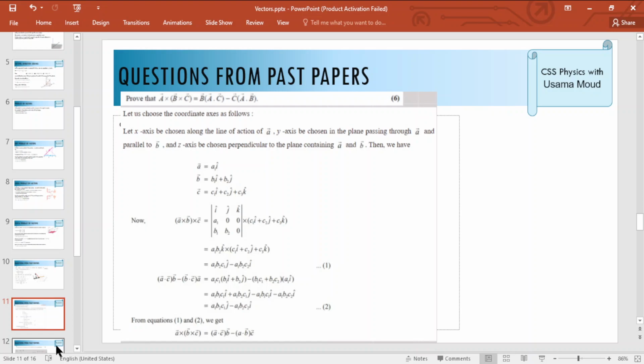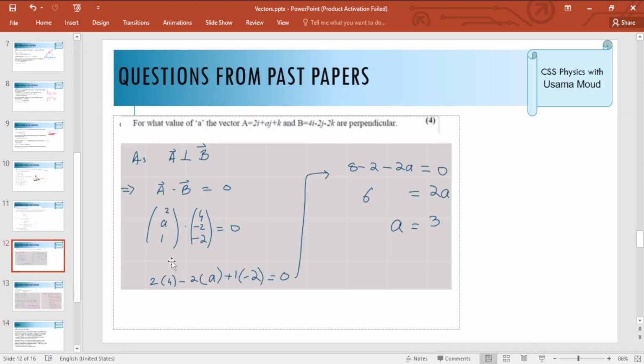You need practice to solve this. In this question, for what value of a are the vectors a and b perpendicular? When two vectors are perpendicular, their dot product is 0. So take the dot product, x into x, y into y, z into z component, and put it equal to 0. After solving this equation, we get a equal to 3.